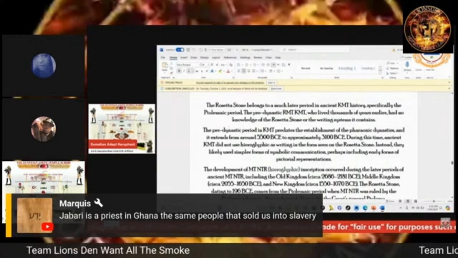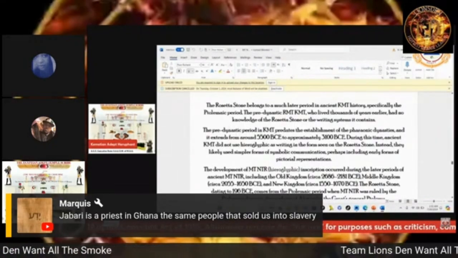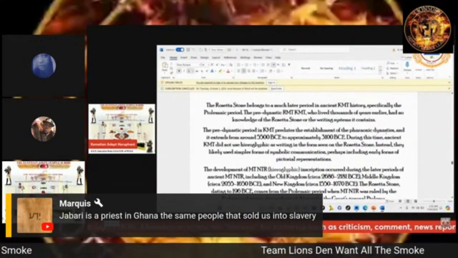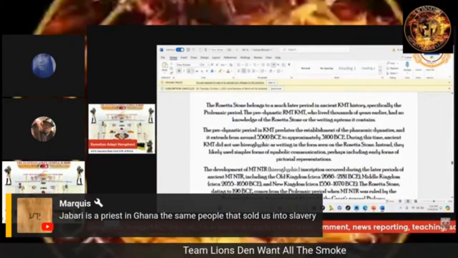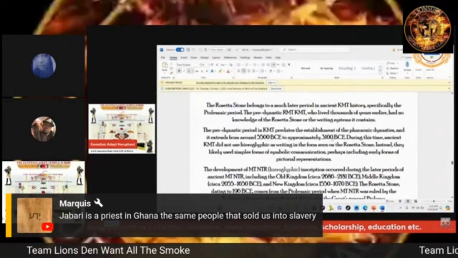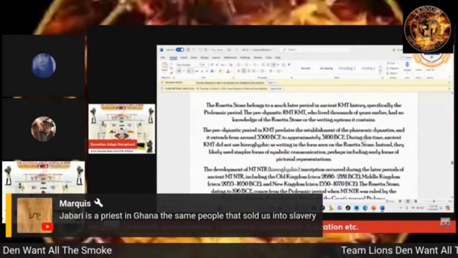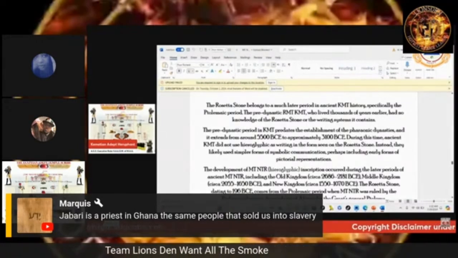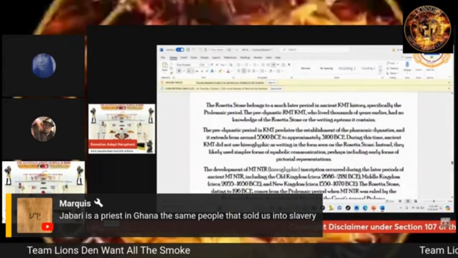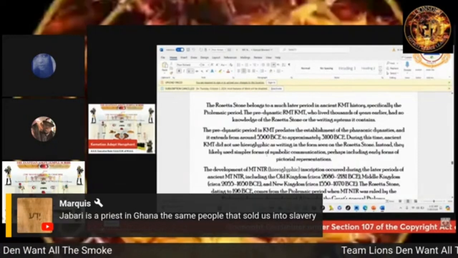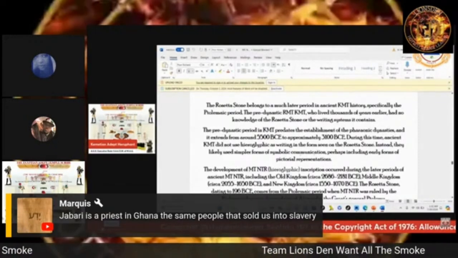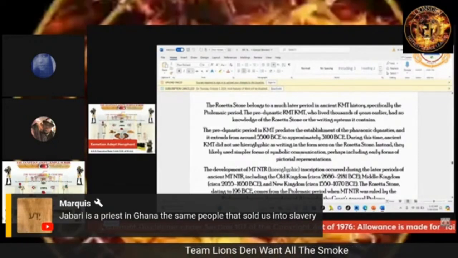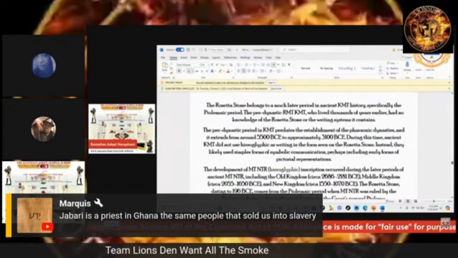The pre-dynastic period in Kemet predates the establishment of the pharaonic dynasties, and it extends from around 5500 BC, y'all heard me saying it earlier, to approximately 3100 BCE. During this time, ancient Kemet did not use hieroglyphic as writing in the form seen on the Rosetta Stone. Instead, they likely used simpler forms of symbolic communication, perhaps including early forms of pictorial representations.